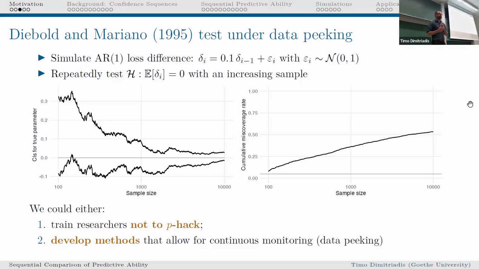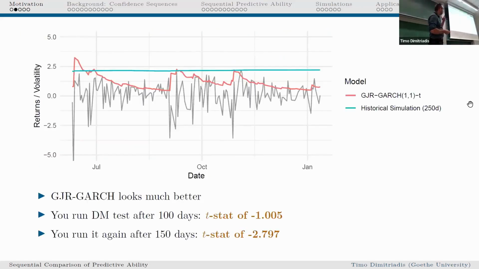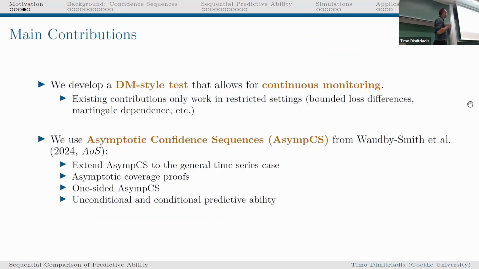Because maybe a researcher even wants to look at the data and wants to have conclusions as soon as possible. In that instance, having rejections after 150 days is quite nice, and you don't have to wait for, let's say, 5 years until you run your test one single time. Okay, so our main contribution in that paper is that we develop a DM-style test that allows for continuous monitoring. So you're allowed to run that test every trading day.